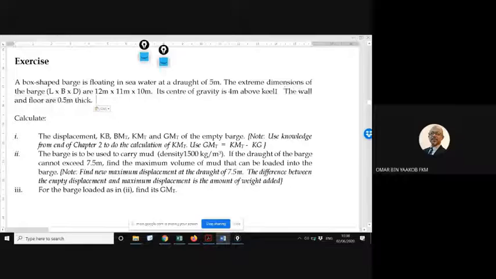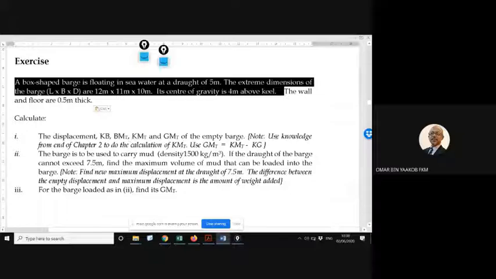So use your knowledge from the end of chapter 2 to do the calculation of KMT. You can calculate KB for the barge. KB is half because it is a box. BMT you can calculate from your second moment of area. KMT is just KB plus BMT. And GMT is KMT minus KG for the barge. Okay, so you can get number one.